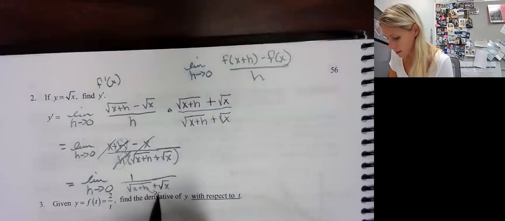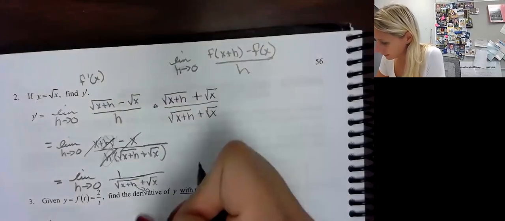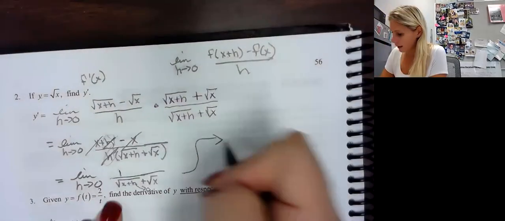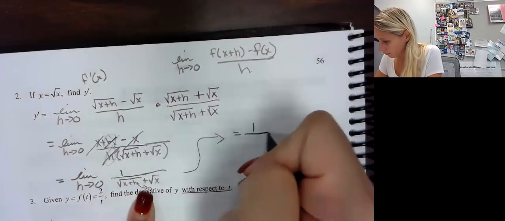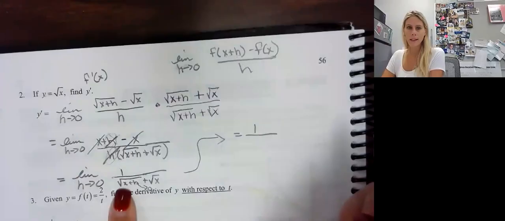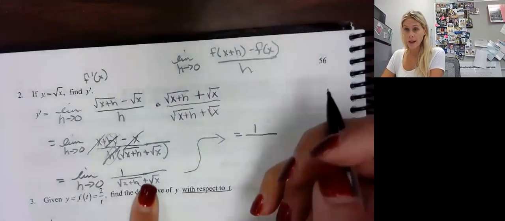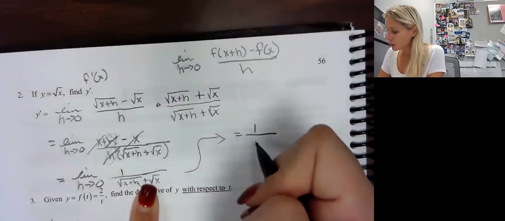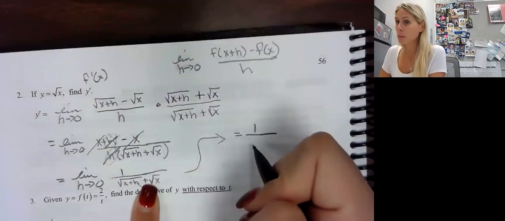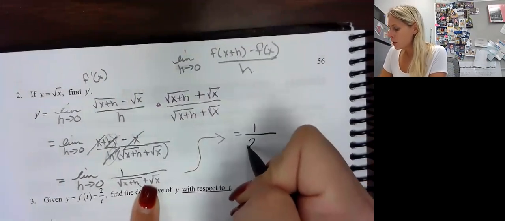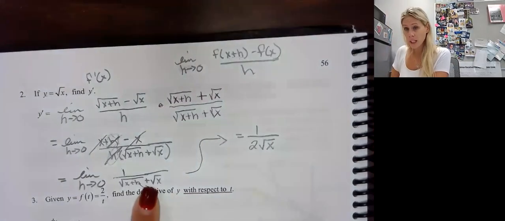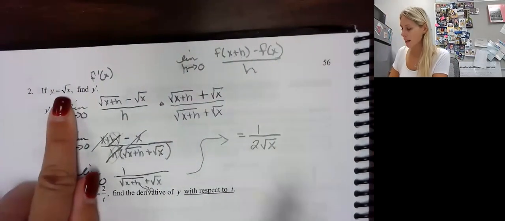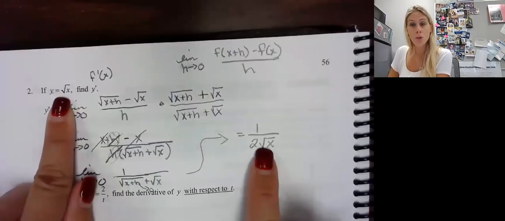Now we know that h is going to 0. So what does that leave us? Well, when I plug in 0 there, it leaves us with 1 over square root of x plus the square root of x. Now you're adding, guys. So if you're adding a square root of x plus the square root of x, you get 2 square root of x. So the derivative of square root of x is 1 over 2 square root of x.